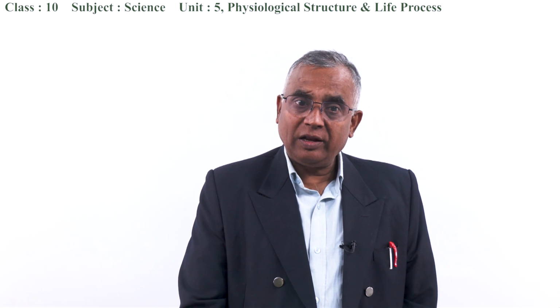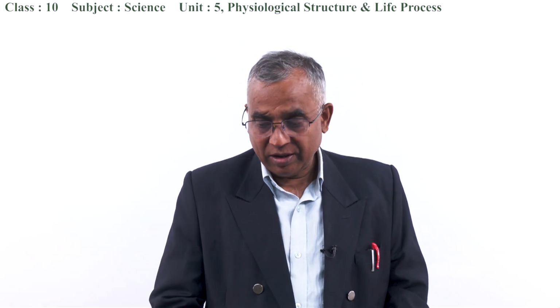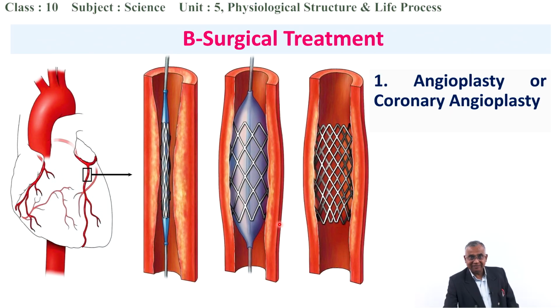Now next one is surgical treatment, and about that you are familiar with the diagram. Already I have given you this diagram. So it is angioplasty. You have to see it visually now. How is it done? As I told you, a catheter with a balloon and a stent is passed. A stent may or may not be used. It is not necessary. That depends on the condition of the patient.